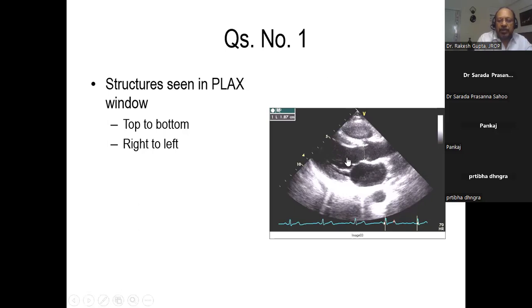This is anterior interventricular septum. This is anterior mitral leaflet, posterior mitral leaflet. This is left ventricular posterior wall, lateral wall, and this is left atrium. So you have got two left atriums, right? No, sir. What is this? This is descending aorta. So remember, this is descending aorta, okay?